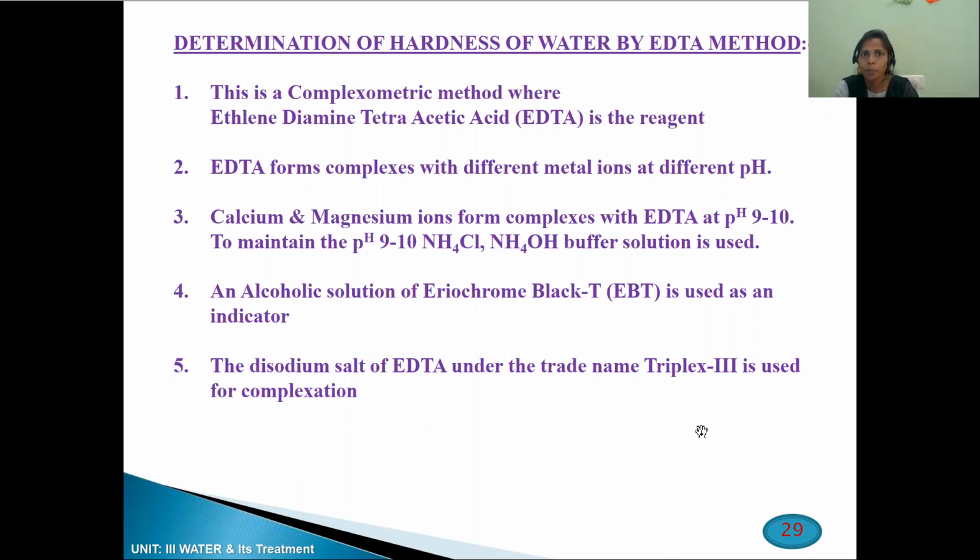Let us see the next topic, that is determination of hardness of water by using the EDTA method. Here, by using the EDTA method, we are going to find the hardness of the given water sample. That means how much hardness is there in the given water sample. Whether the water sample has around 20 ppm hardness or 30 ppm or 500 ppm, we are going to check by using the EDTA method.